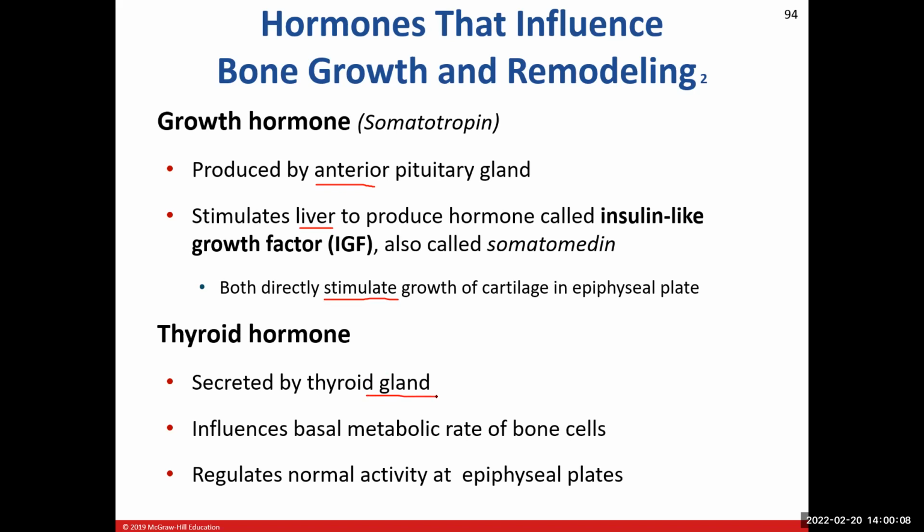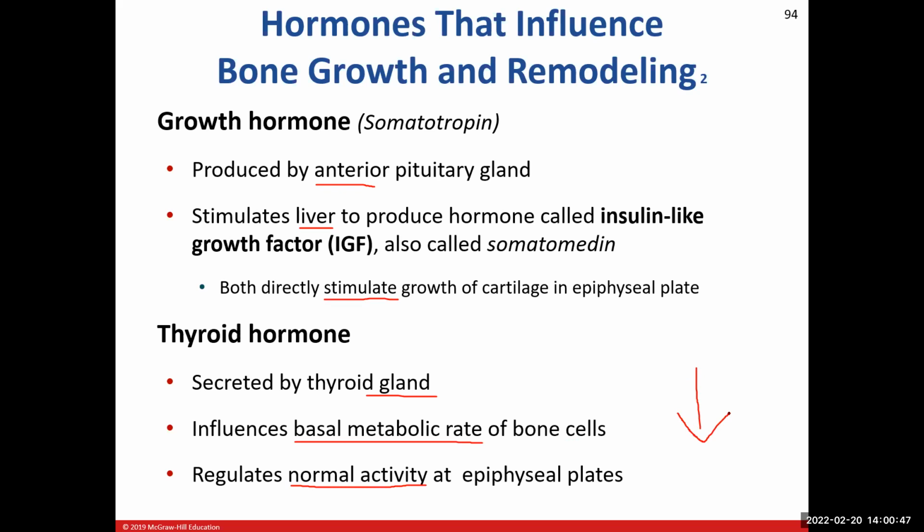Now, most of the time, thyroid hormone affects what we call the basal metabolic rate in most of the cells of the body. But since this is chapter 7 and we're talking about bone, we're going to see how it affects the basal metabolic rate of bone cells. And again, what does it do? As long as your thyroid hormone is in good levels and well regulated, you're going to have normal activity at the epiphyseal growth plates. But if you are deficient in thyroid hormone, then that normal activity decreases, and that will affect your growth at the epiphyseal plates.